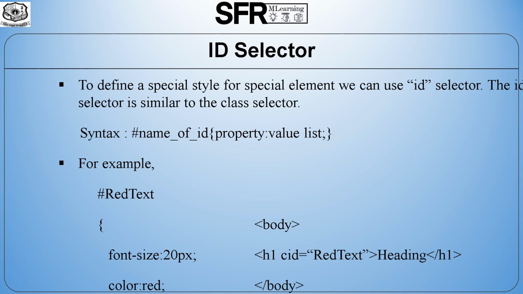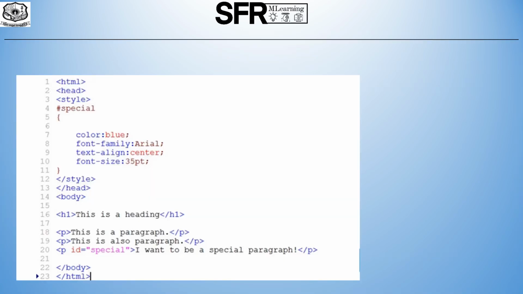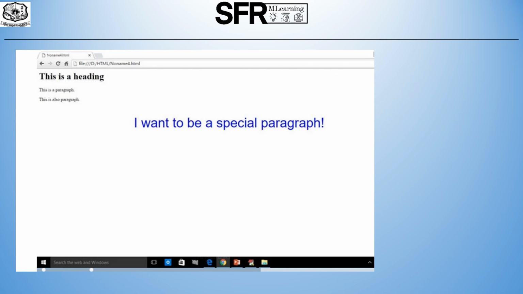close curly braces. In this example, we have the heading element for the heading, then 3 paragraph elements. The third paragraph element has the ID special. Inside the style tag, the ID special has the following styles: color blue, font family Arial, text align center, font size 35 points. Then save and run the HTML document. The following output will be displayed on the browser.